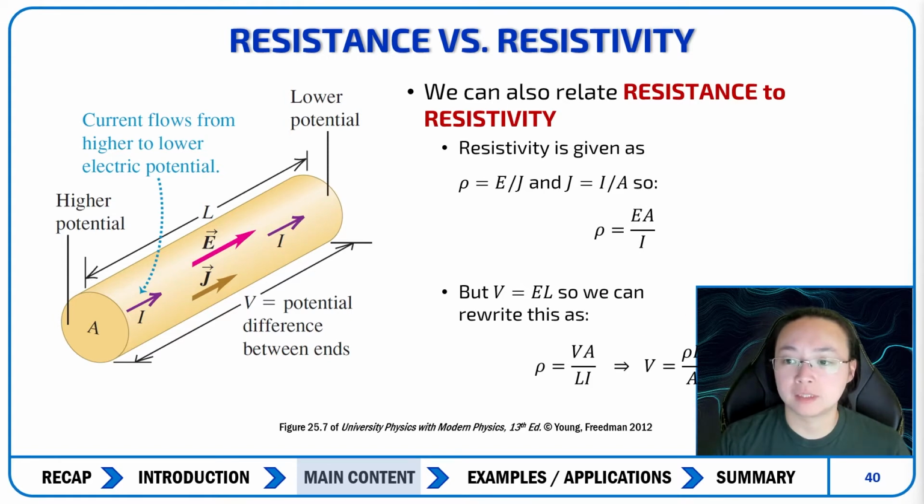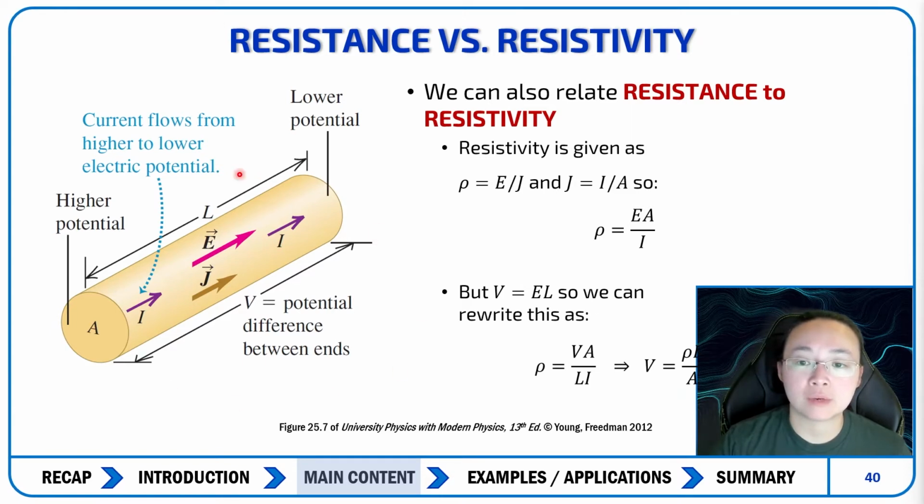But, oops, this part is cut off. We also know that V is equal to EL from our discussions of potential. So we can rewrite this as rho equals VA over LI, or V is equal to rho LI over A. So there's an I that's cut off over here.